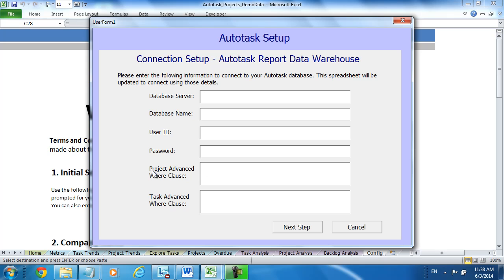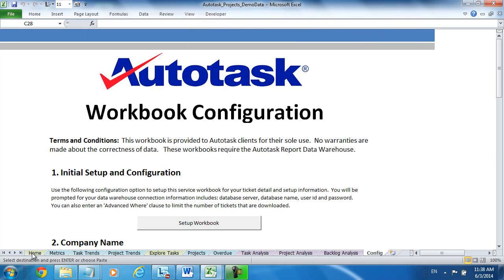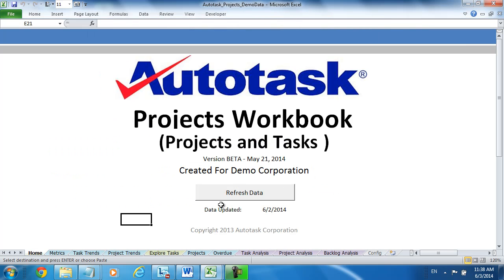We also include advanced where clauses that allow you to restrict out the projects or tasks. So maybe that you want certain lines of businesses or certain project managers, certain accounts. You can limit that via the advanced where clause. And once you've done that initial setup, on the home screen, you can always do the refresh data, which downloads the most recently updated information that's in the report data warehouse.